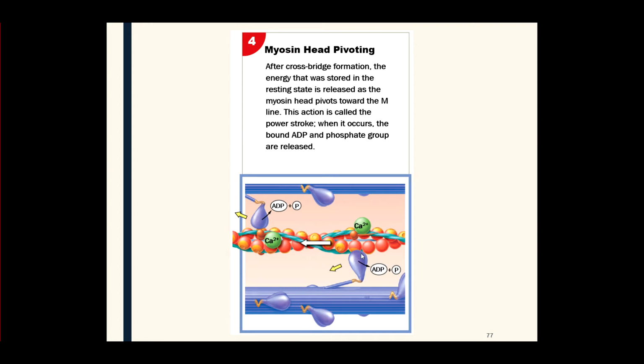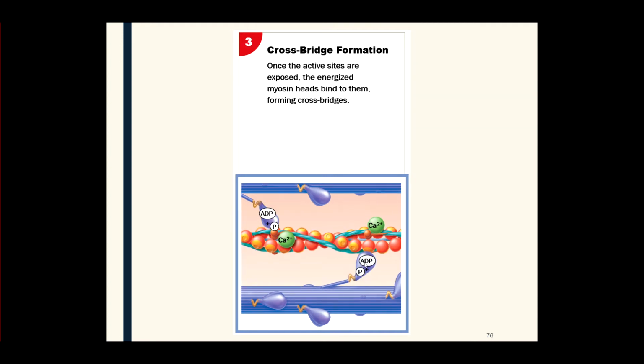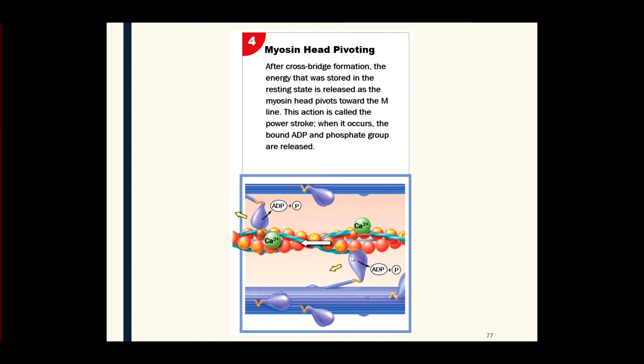Once that cross bridge is formed and there's an attachment, the myosin head, if you notice, I'm going to go back a slide, will actually pivot. Remember, this is a hinge right here. So this is actually going to pivot. And now the whole actin is going to get pulled over a little bit. Okay, so I'm going to go to the next slide. Watch this. And you see the myosin head pivots and it now moved the actin.